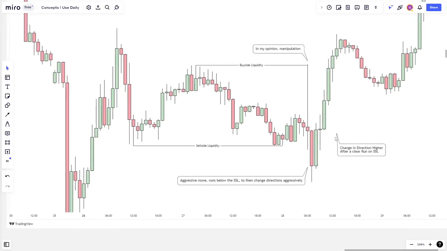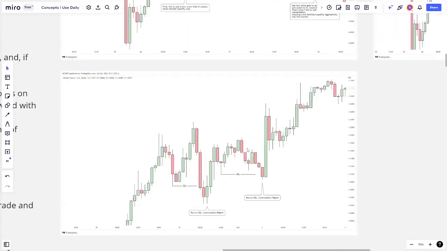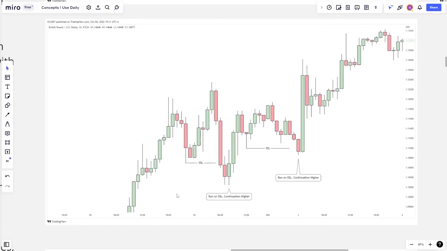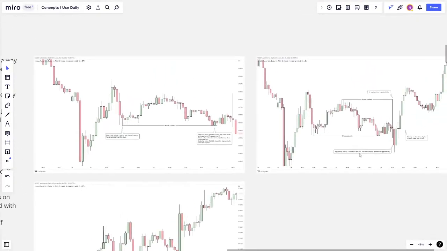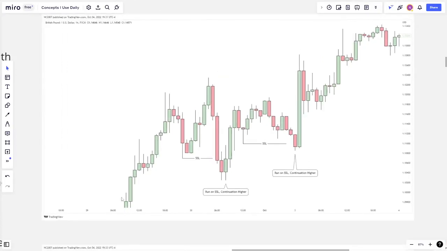We do have other confluences such as an order block back here, a fair value gap back here, but we will discuss those things more deeply later in the video. Here we have already a bullish trend set by GBP dollar, which is after this price action that we see here. As you can see, price is going higher. We have a higher high, higher low, higher high.